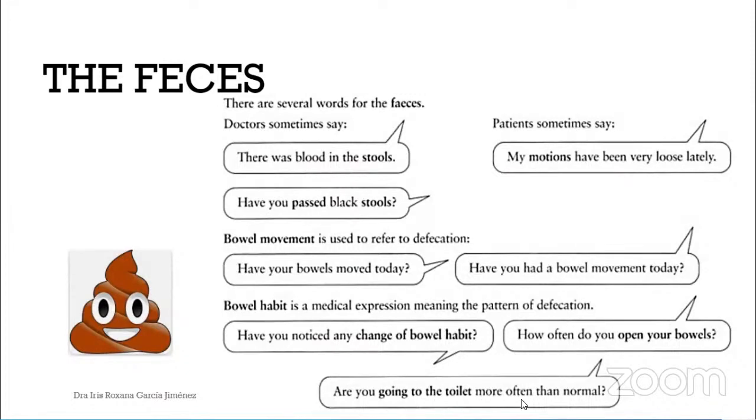Are you going to the toilet more often than normal? Are you going to the bath? Do you open your bowels more often than normal? Could be an example, okay?